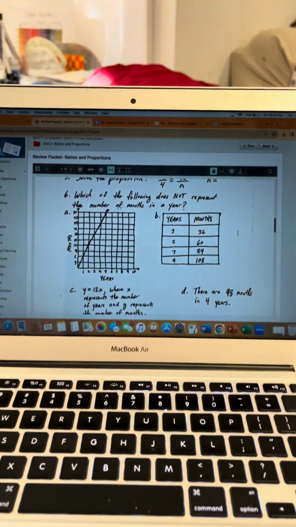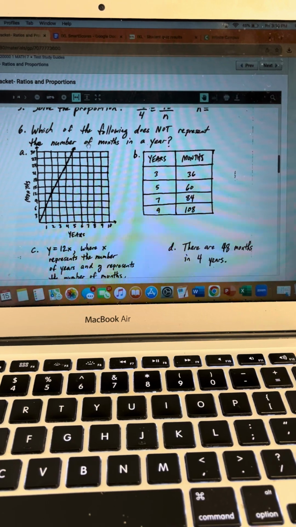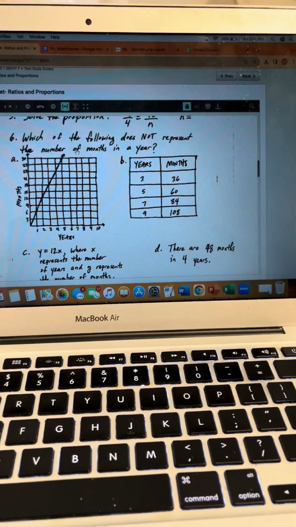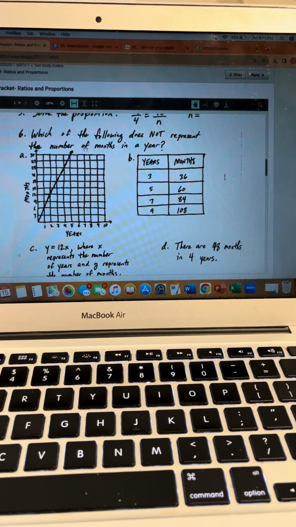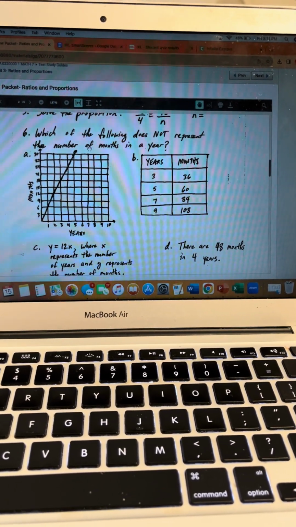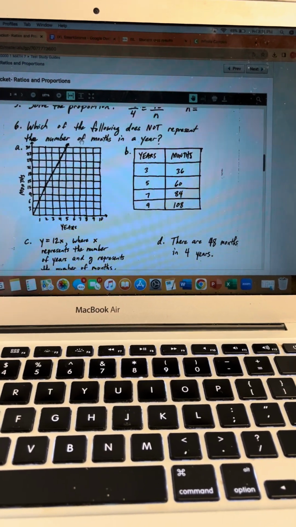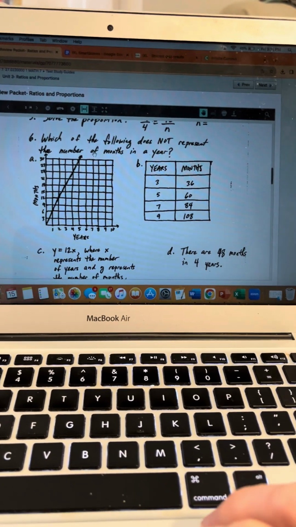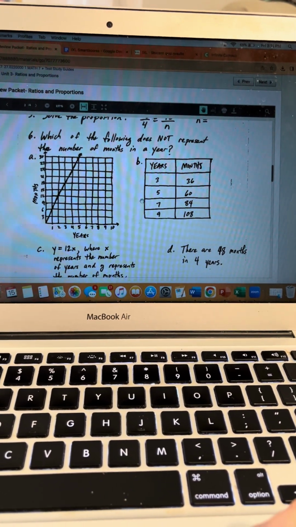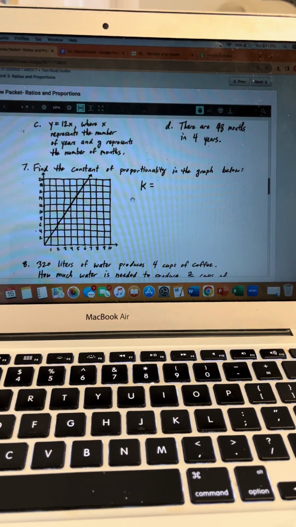So just be on the lookout on the tests. Again, you're going to see something very similar. It may be that the answer that you need to pick is the graph. It may be that the one that does not show the correct relationship between months and years is the table, or either C or D. Okay, so just make sure you pay attention to the problem. Okay. All right, number 7.